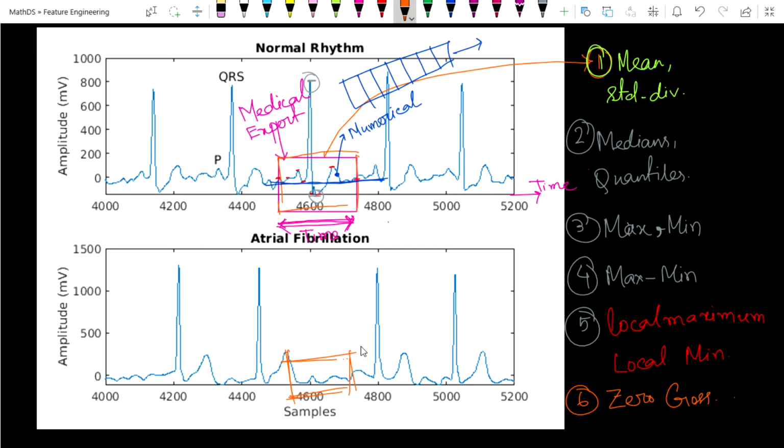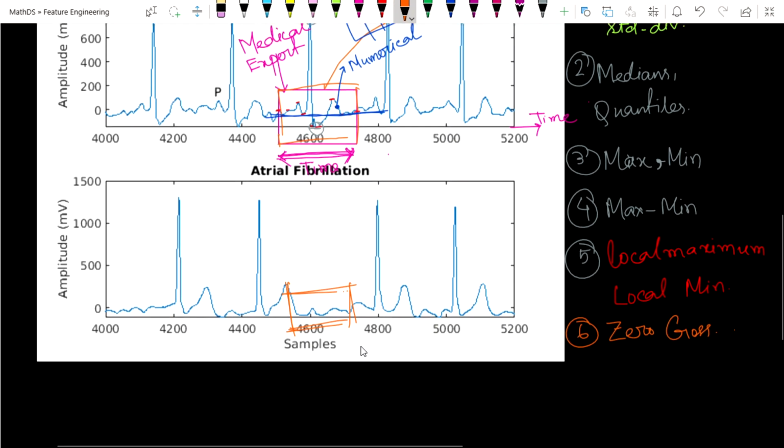These are the important things that we have to know to build feature vectors for this kind of time series data. I think you got the point of what I am trying to say from these explanations.